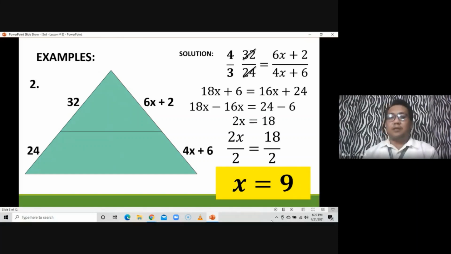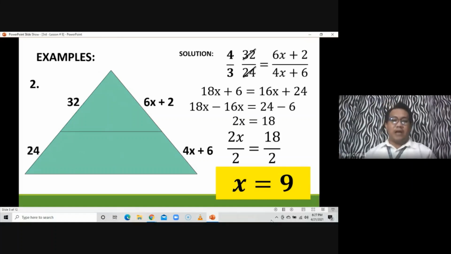Yes. It's because 56 and 42 are both divisible by 14. So, ayun yung GCF nila, yung 14. So, pag divide natin by 14 yung 56, that would be equal to 4. Then, pag divide natin yung 42 by 14, that would be equal to 3. So, therefore, the value of x is really equal to 9.